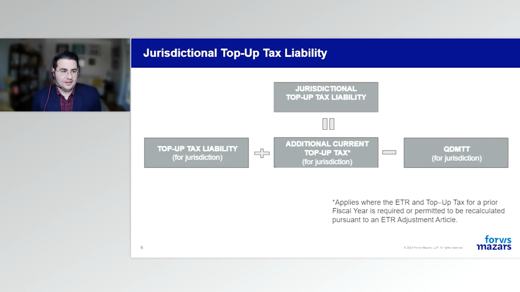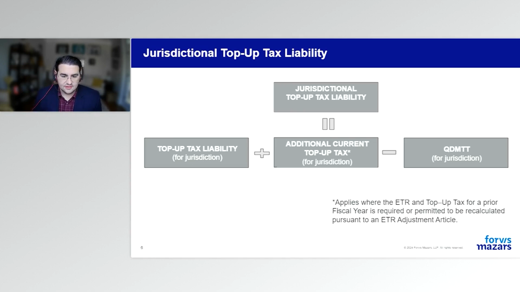Today, just to level set with those that are tuning in, there is a jurisdictional top-up tax liability. This is what's known as the Article 5 top-up tax in the GloBE model rules. And if you look to the very left of this chart that you see in front of you, there's a whole lot of variables that go into making the current year top-up tax liability for a jurisdiction. We'll talk a little bit about the additional current top-up tax piece. And then, of course, QDMTTs is something we covered in a prior session, so please tune into that. I believe that might have been session 2 or 3 on that one.